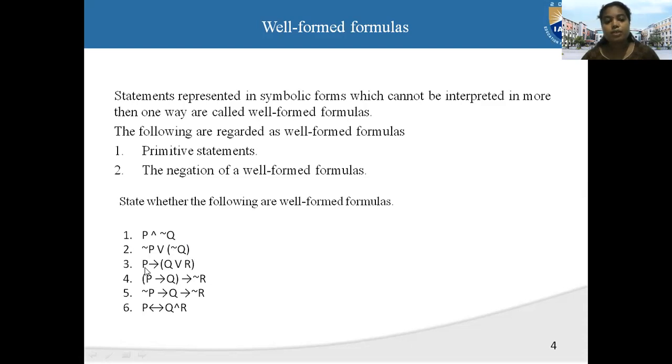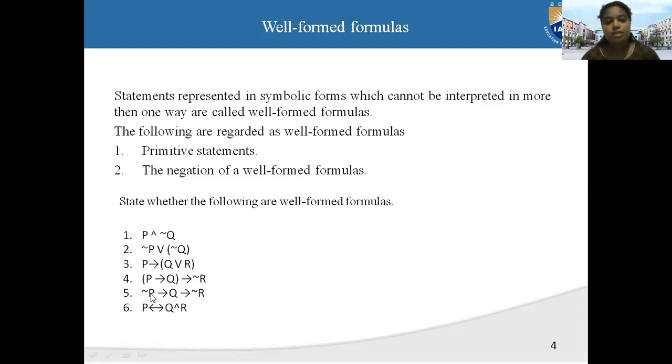Next, observe P implies Q or R. There is a parenthesis around Q or R, so this is one compound statement. Then you apply P implies to the resultant compound value. So this is a well-formed formula. At the same time, observe the biconditional statement P implies Q and then negation for R. Then you combine these two. So this is a well-formed formula.